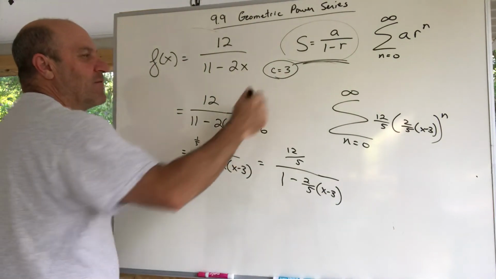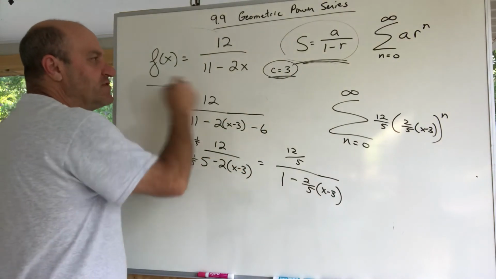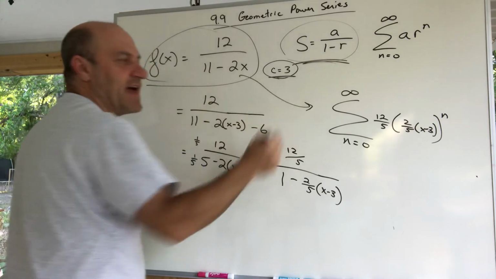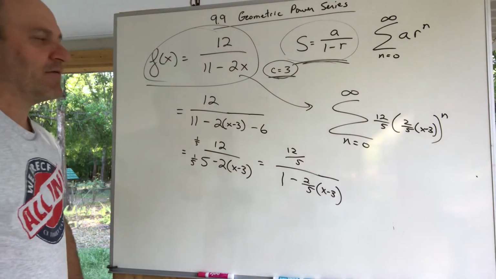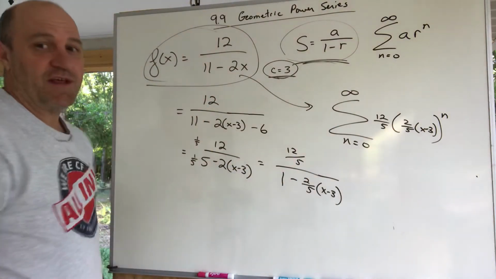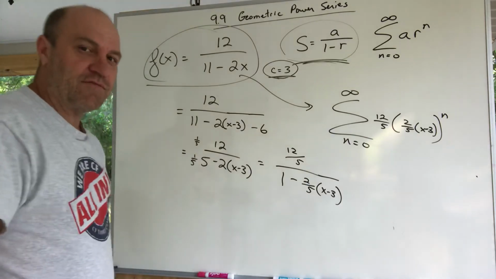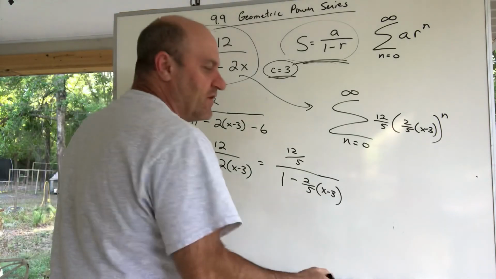That was fun. I like it when it's off-centered. You get this extra bit of manipulation you need to do. So we just took this function and made a series out of it. A geometric power series. And this power series converges to this function. This power series is this function, only on a certain interval of convergence. Let's go ahead and find the interval of convergence.